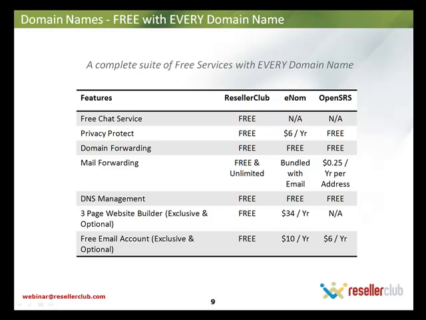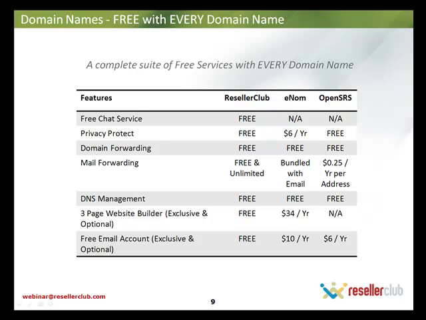Right, so coming to the free services with every domain name, if you compare us with the likes of eNom and OpenSRS, you'll see that Reseller Club has a lot more to offer, and that too for absolutely free. Currently we have features like free chat service in our beta launch as of now, and it will be available for all of our resellers very, very soon. Then we have Privacy Protect for absolutely free, while eNom charges $6 for this very same service. And then we have free domain and email forwarding, which is offered for 25 cents per address by OpenSRS, whereas at Reseller Club, it's absolutely free.